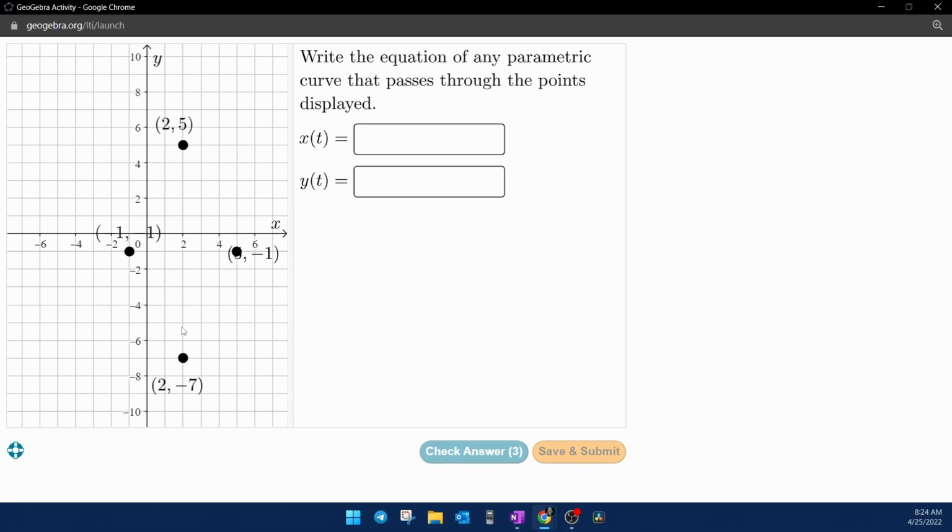We also want to calculate the length of the major axis and the length of the minor axis. So going from -7 up to 5, that would be a total distance of 12. And then going across from -1 over to 5 would be a distance of 6. So let's record all of this information in our scratch work.